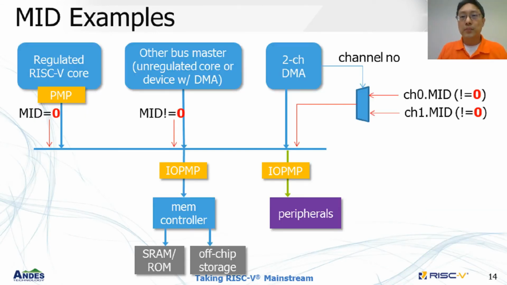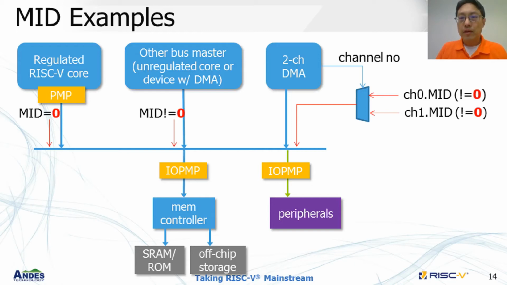These slides depict an example of MID and MID assignment policy. In the top half, there are three types of bus master. We can see that a RISC-V core has a regulated PMP. We will mention it later. Therefore, it uses a zero MID. That is, all transactions from it are trusted and not checked by any IOPMP.